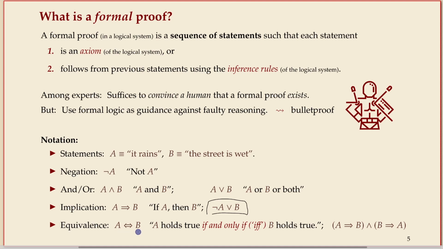And equivalence is basically an implication in both directions. A implies B and B implies A, which we often in English abbreviate as A holds true if and only if B holds true. And you'll see me use this abbreviation sometimes just because it's quicker to write. It's not a typo. Iff with double F stands for if and only if. All right? Good. Wake up time.